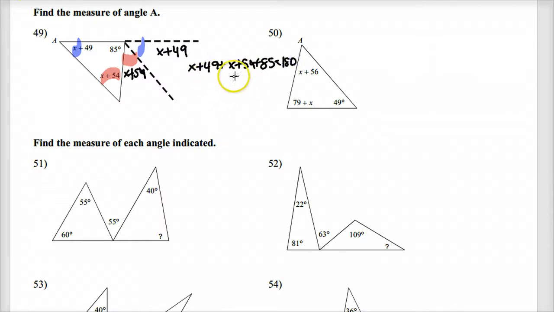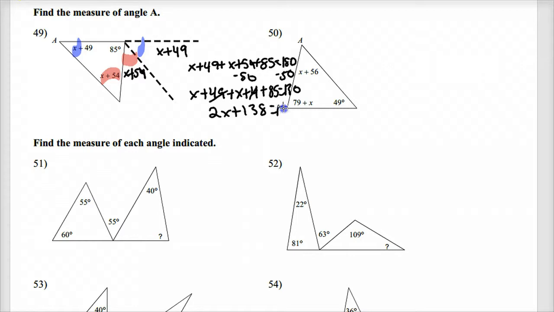If I were to, let's say, subtract 50 from each of these, that's at least a start. I'd still have x plus 49 plus x plus 4 plus 85 equals 130. That is going crazy now. So we got 49 and 4, that's 53. So I'm just going to make those 53. And then add 85 to that, and you got 138. So 2x plus 138 equals 130.